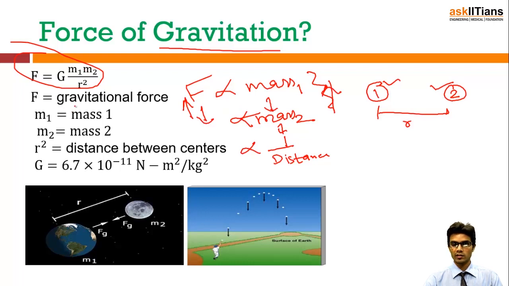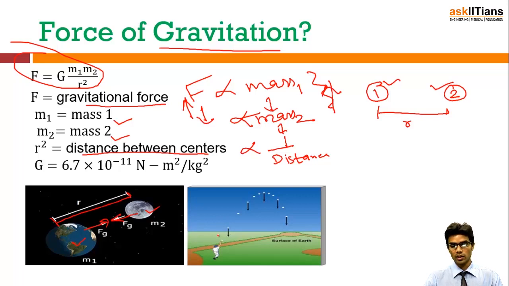Here F is the gravitational force acting between these two bodies. m1 is the mass of the first body, m2 is the mass of the second body, r is the distance between the centers of these bodies, and G is the gravitational constant. The value of G is 6.7 into 10 to the power minus 11 Newton meter square per kg square. Here this is mass 1, this is mass 2, this is the distance between these two bodies, and this is the force of attraction acting between them.